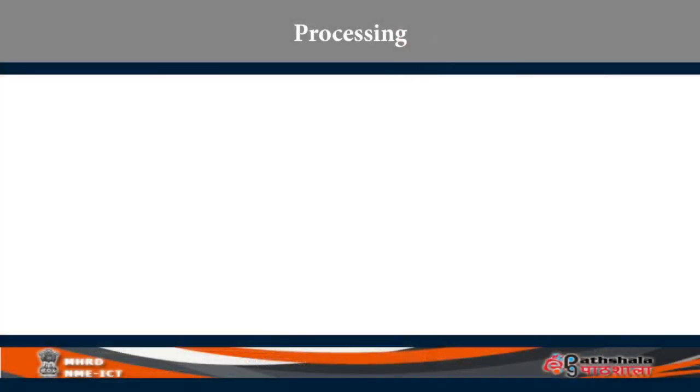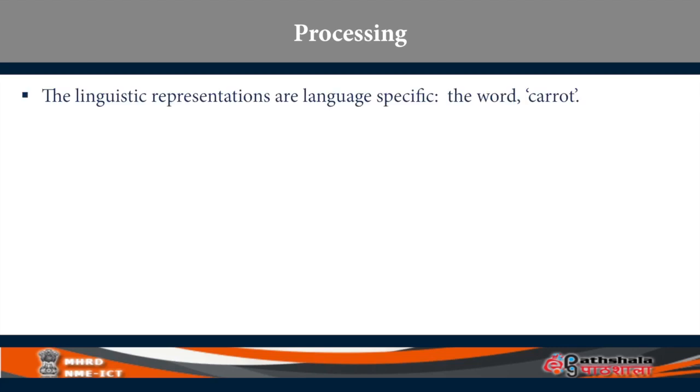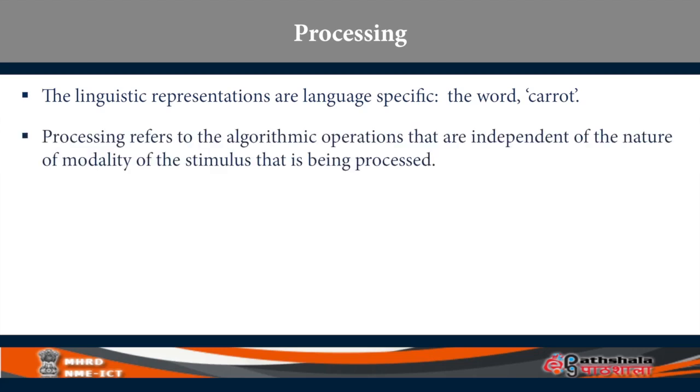So if these are representations, then what is processing? Because this whole module is about representation versus processing. So what is processing? According to the classical model, these representations are stored in different parts of the brain. But processing refers to algorithmic operations that are independent of the nature of the modality of the stimulus.